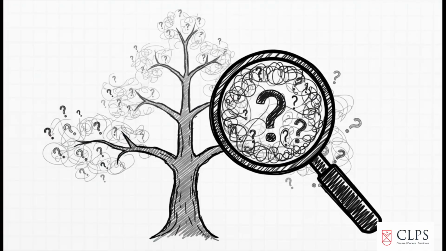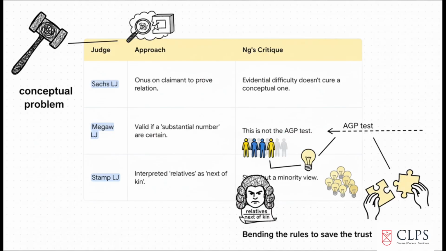So the whole problem in this case came down to one word in the class of beneficiaries, relatives. And that sounds fine, but what does relative actually mean? Is your second cousin a relative? Sure. How about your sixth cousin twice removed? I have no idea. The problem isn't finding the people, it's that the definition itself is fuzzy. It's what we call conceptually uncertain. Now, under a strict textbook application of the AGP test, that should be game over. The trust should fail. So the court was stuck.